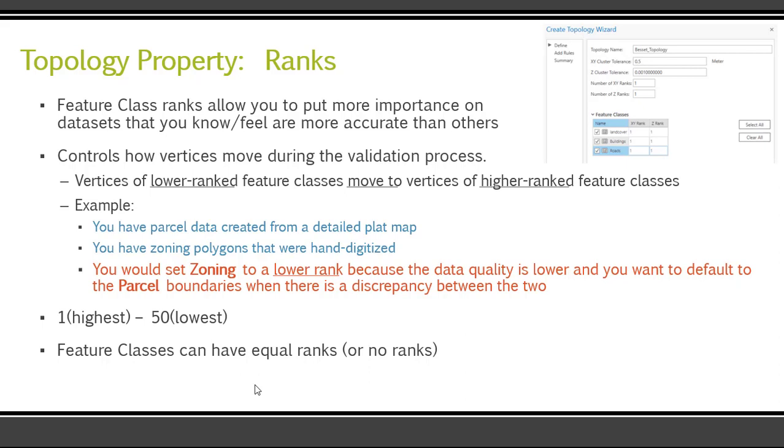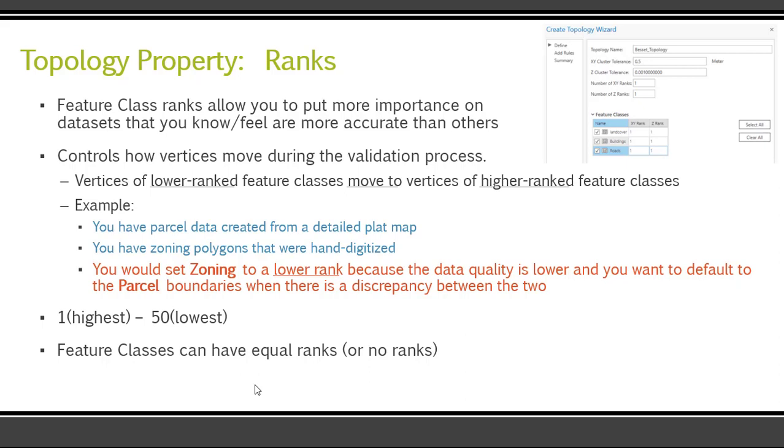Now, if you have a really authoritative data set like the parcels and a somewhat non-authoritative data set like the zoning polygons, you don't ever want your parcels to move towards your zoning polygons. Keep in mind, it's still that tiny little distance. You would always want your less authoritative data set to move within that cluster tolerance distance towards your authoritative data set. So in this example, we would set up our parcel data to be a rank of 1, our zoning polygons to be a rank of 2.